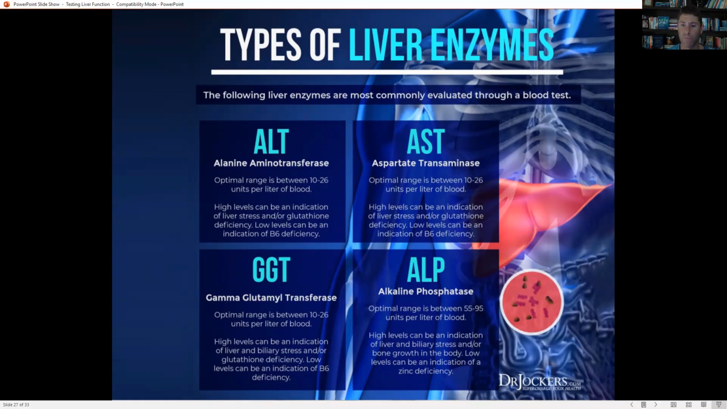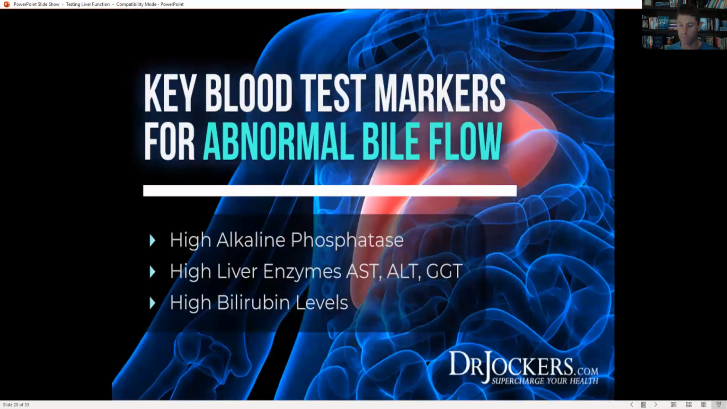And then alkaline phosphatase, if we're seeing that up high, then we are thinking an issue with the gallbladder, right? Now, if your gallbladder is gone, then I would think bile duct, okay? Unless, again, there was a fracture or some sort of bone growth going on. If it's low, we're thinking zinc. If these other liver enzymes are low, GGT, ALT, AST, we're thinking B6 issues.